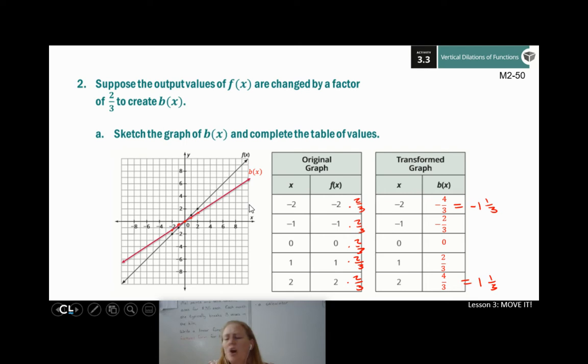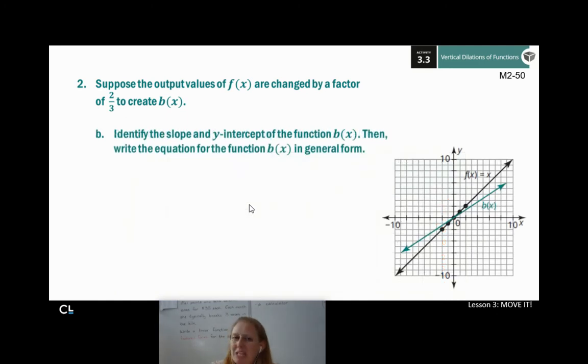This is a little different. All the others we've done, we got a steeper line. For this one, we actually got a less steep line, didn't we? That's interesting. So, can you please identify the slope and the y-intercept of b of x, and then write the equation for the function b of x in general form. Go ahead and hit pause, work that out, hit play when you're ready to check.